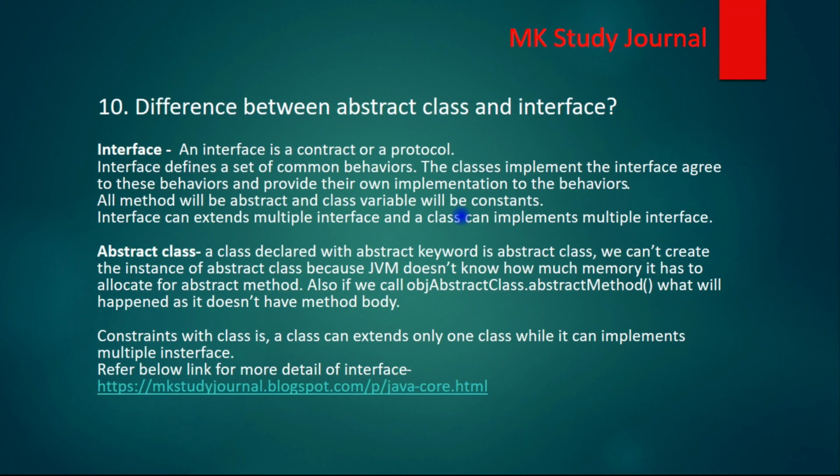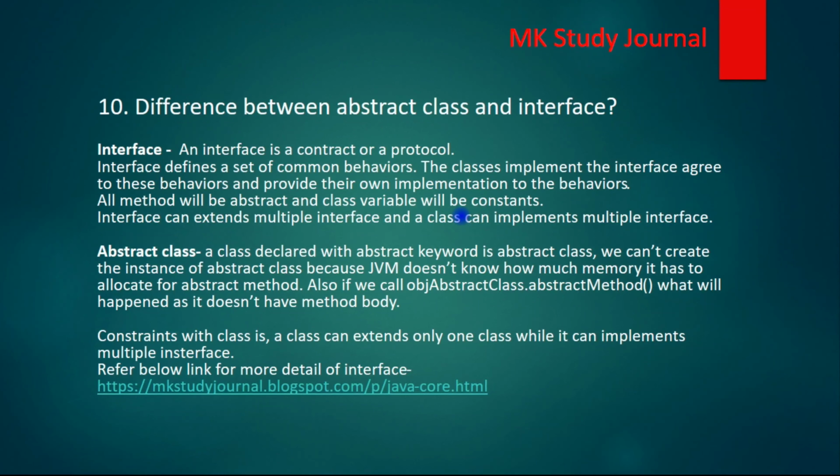An interface has all abstract methods, and we have to provide the implementation for those abstract methods. So all the methods will be abstract and class variables will be constants in the interface. One point to remember: an interface can extend multiple interfaces, and a class can implement multiple interfaces. An interface can extend another interface, and while implementing, a class can implement multiple interfaces.